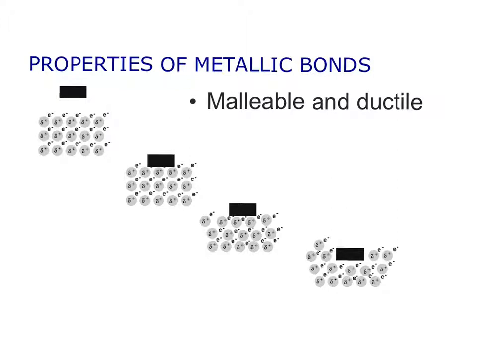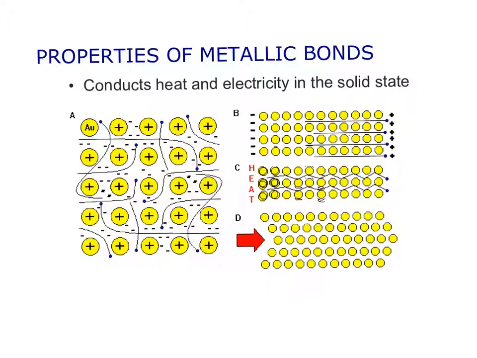Malleable means that you can bend it and it doesn't break. Ductile means you can pull it into thin wires. It's flexible, and that's because you've got those extra electrons hanging out that are able to help it mold around. You can see that this little bar is getting pushed into the metal, and the metal's able to form around it.